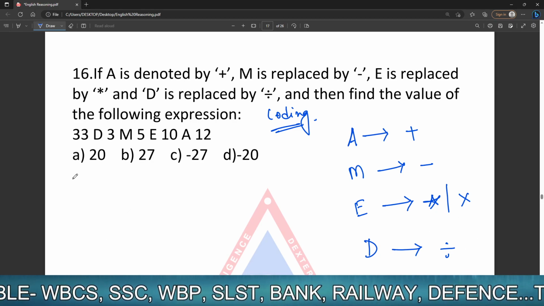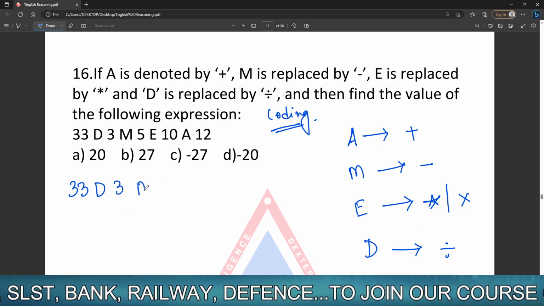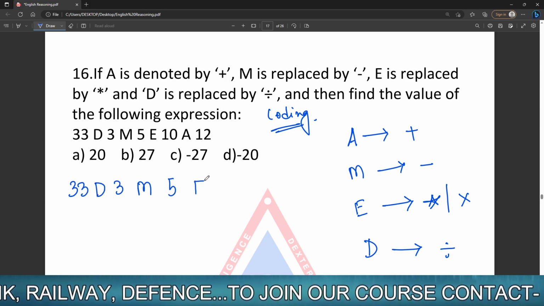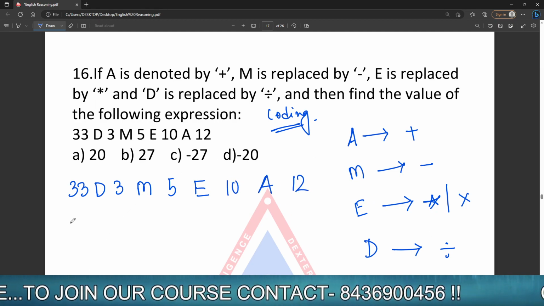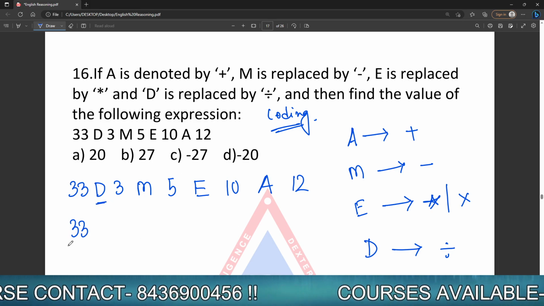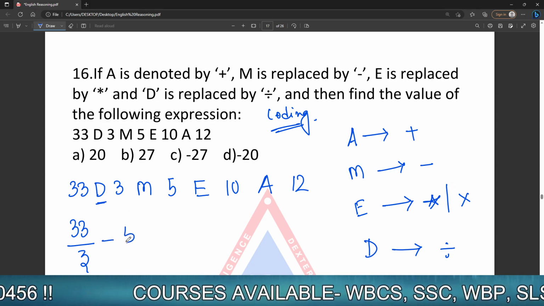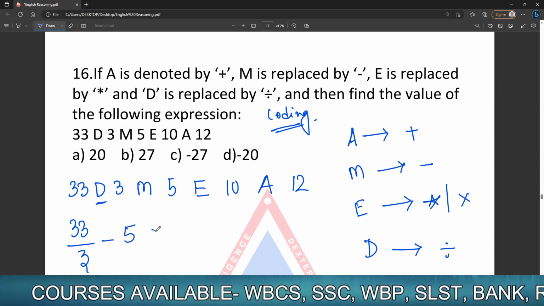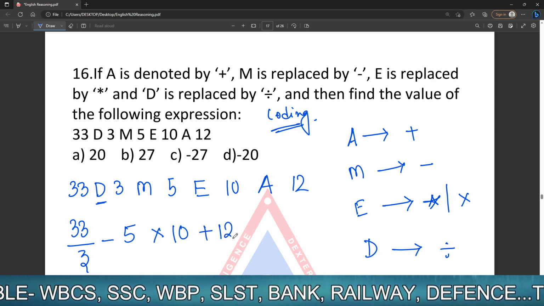So the question here is given: 33D, 3M, 5E, 10A and 12. So we can write 33. D denotes what? Division sign. Divide by 3. M denotes the subtraction sign, that is minus 5. E denotes the multiply sign, that is multiplied by 10. And A denotes plus 12.